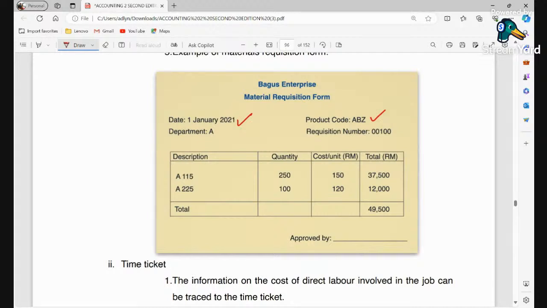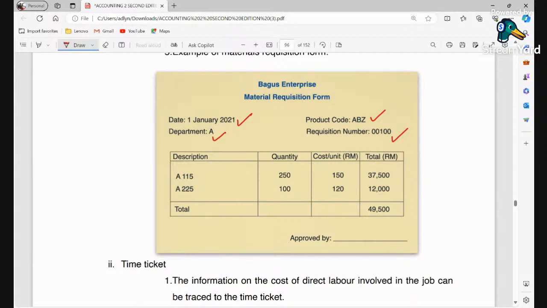Okay, alright, and then which department are actually requesting the direct material, kena mention lah. Okay, and then requisition number. Requisition number tu dia comes in sequence lah, berturutan. So nanti kalau ada lagi satu order selepas ni, so requisition number dia akan jadi 00101. Okay, 00101.